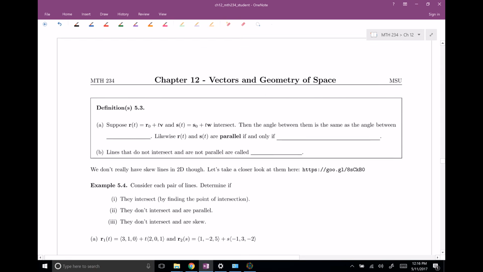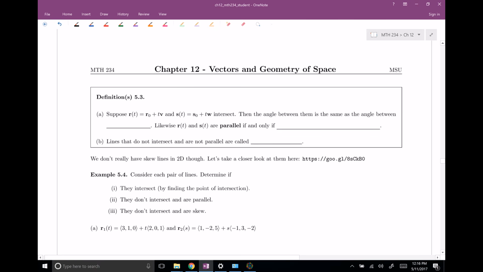Now, let's talk about what makes lines parallel to one another. So suppose I have two different lines here, r of t and s of t. They're parameterized both by t in this case. Then I'm going to define, first of all, the angle between them is the same as the angle between their direction vectors, v and w. So again, this one has direction vector v. It's the thing that's next to the t right here. Whatever one's next to the t is the direction vector. Likewise here, w is next to the t. So v and w are the direction vectors.